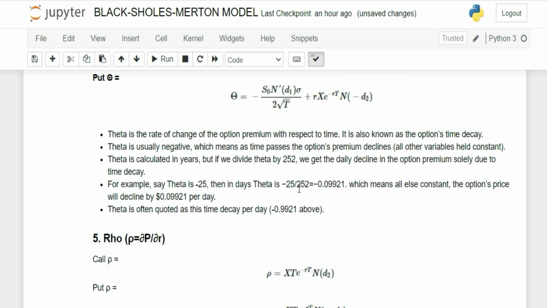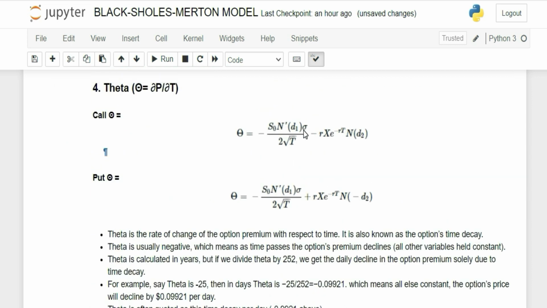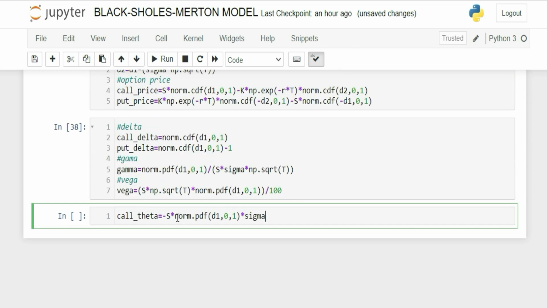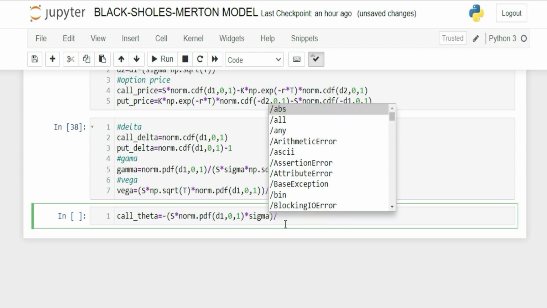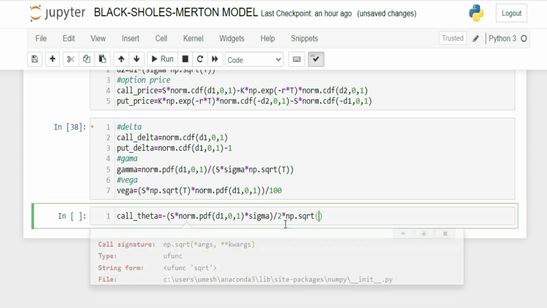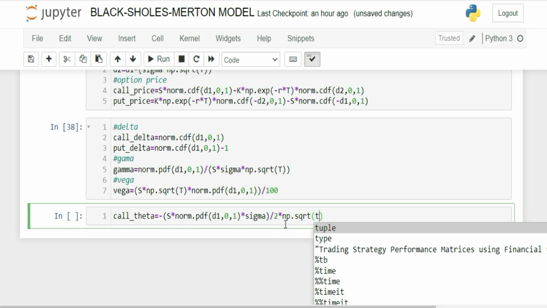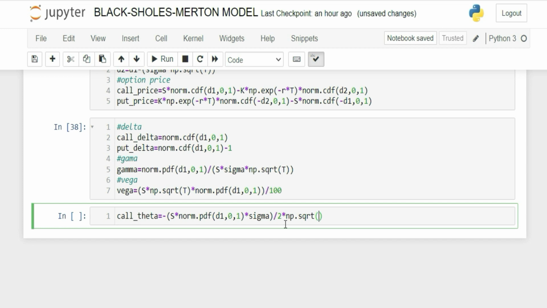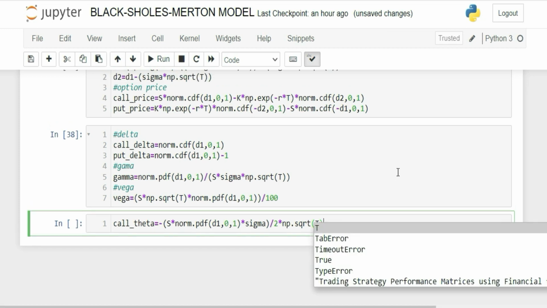So this is S N'd1 sigma whole divided by 2 into square root of T, so that divided by 2 into np.sqrt of T, sorry, capital T. Okay, so this part is done.